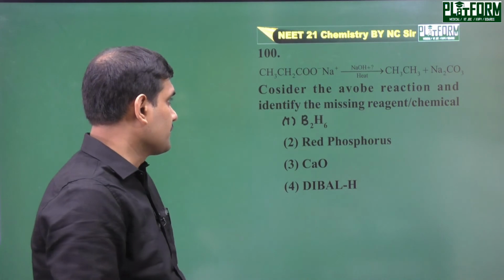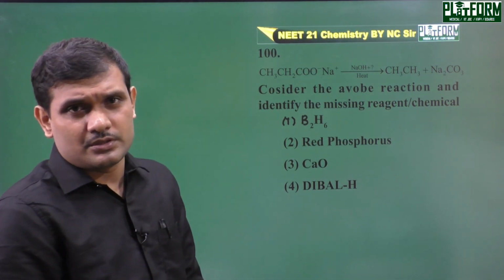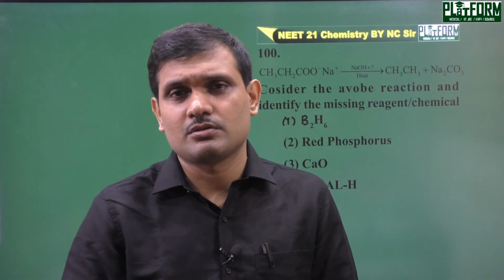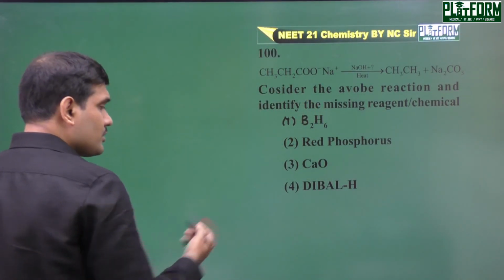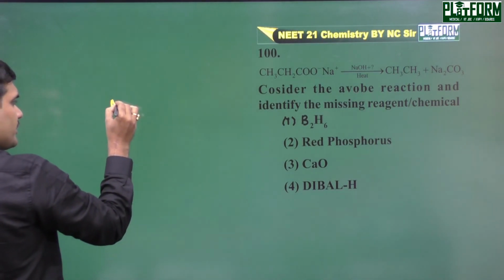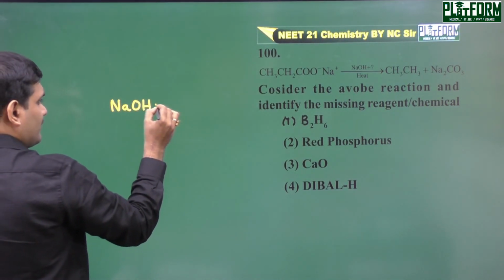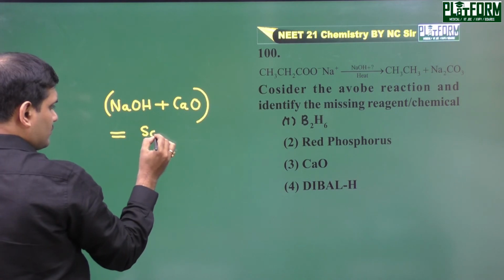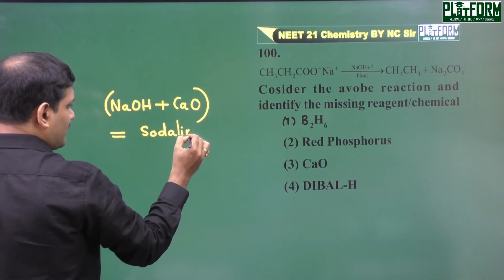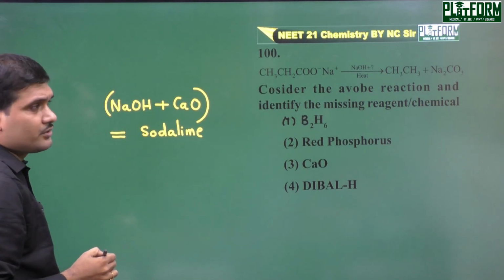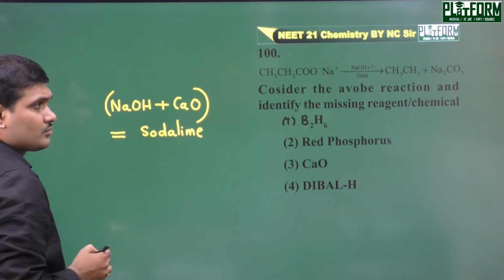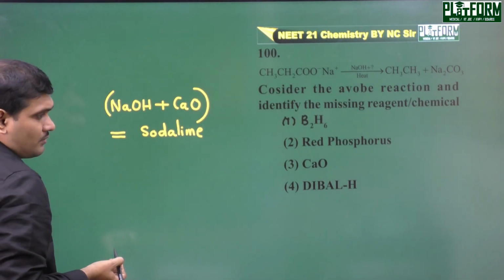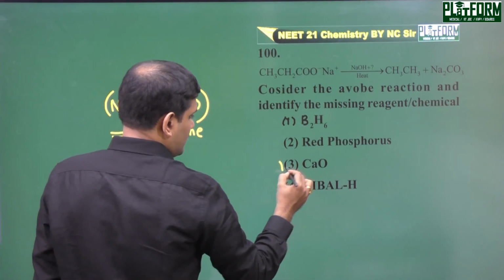Now the last question, a very simple question from hydrocarbons. In the preparation of hydrocarbons, first we study the decarboxylation of carboxylic acids. Sodium salts of carboxylic acids are decarboxylated using a mixture of NaOH and CaO. That mixture is called soda lime. If soda lime heating is carried out, this process is called decarboxylation, which leads to the formation of alkane. So our correct option, no doubt, will be CaO.